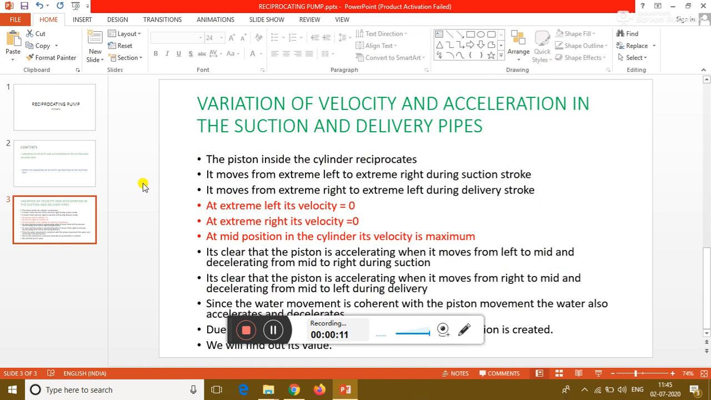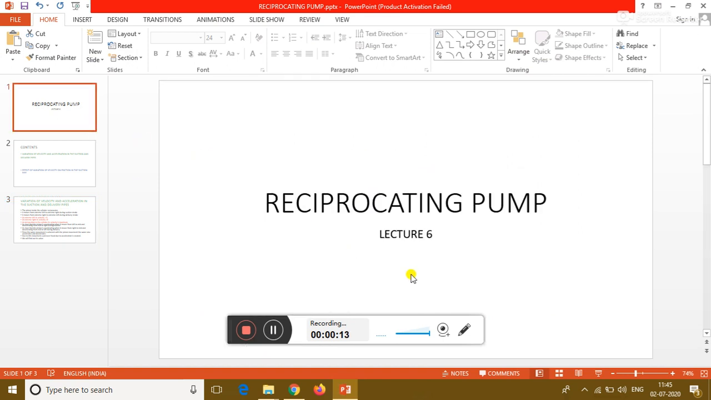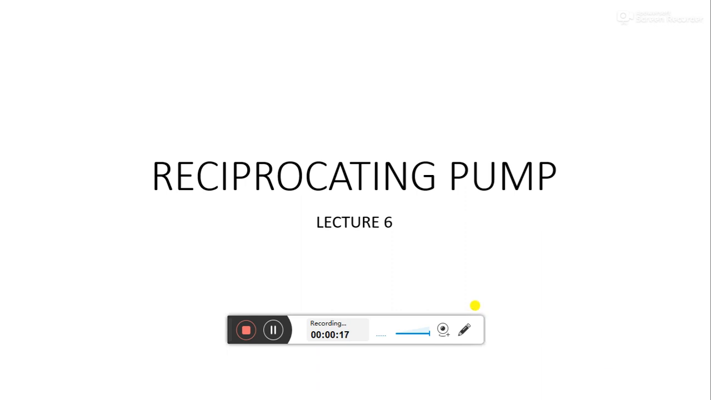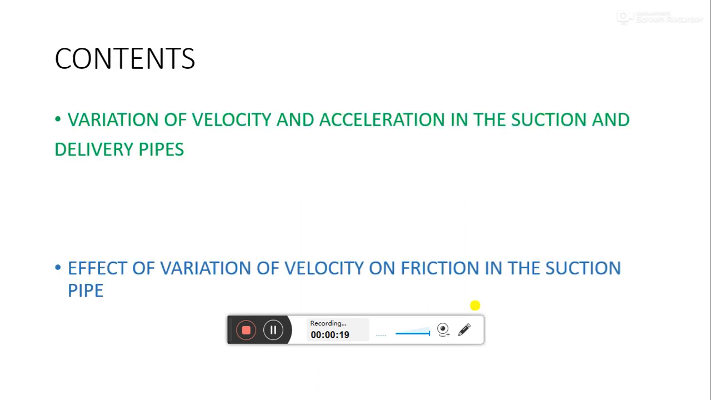Today we will be dealing with reciprocating pump again, and this is lecture 6. Let me go to the contents. The contents are variation of velocity and acceleration in the suction and delivery pipes, then effect of variation of velocity on friction in the suction pipe.